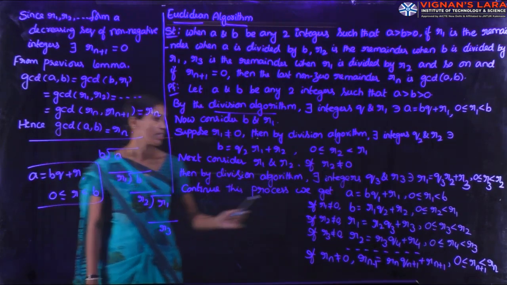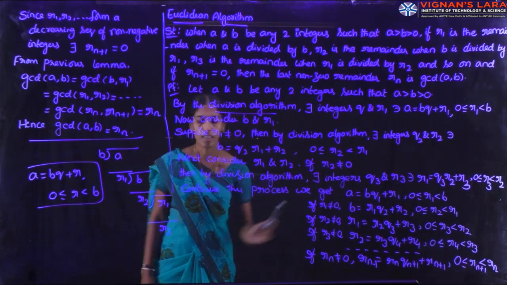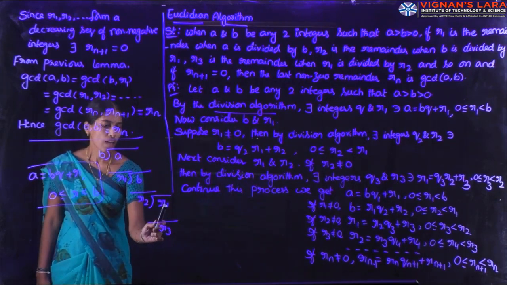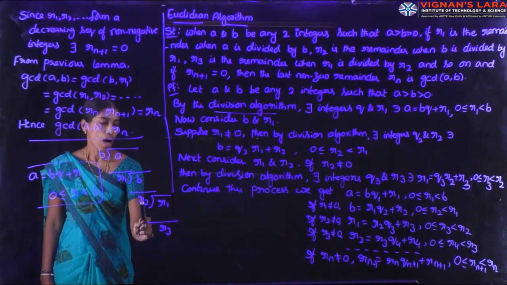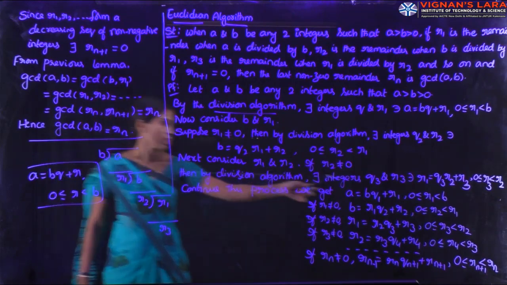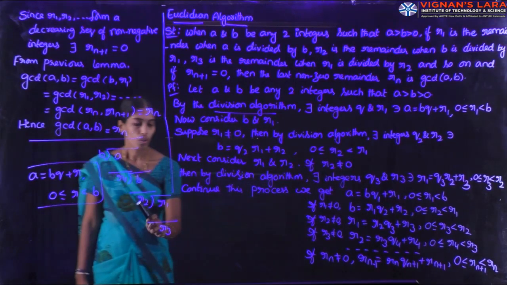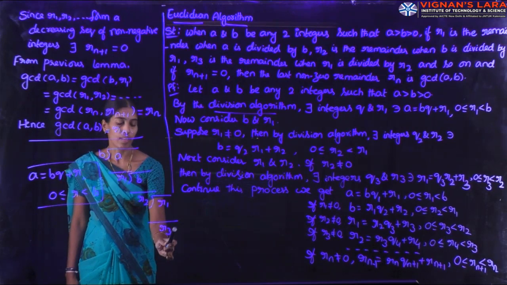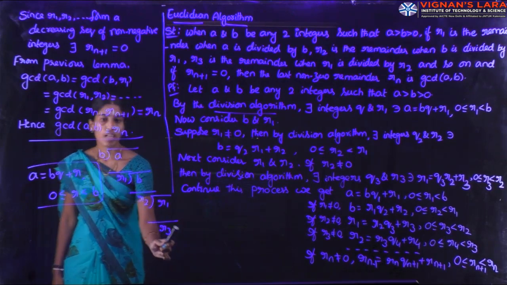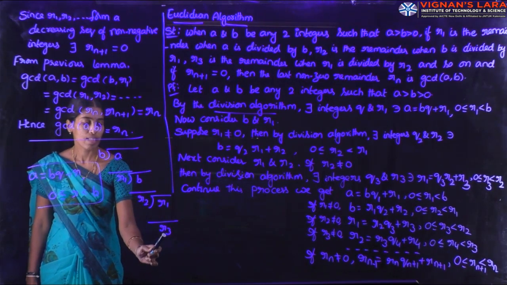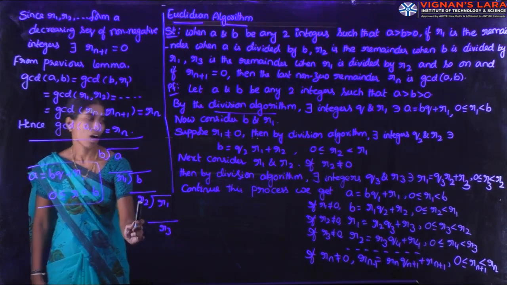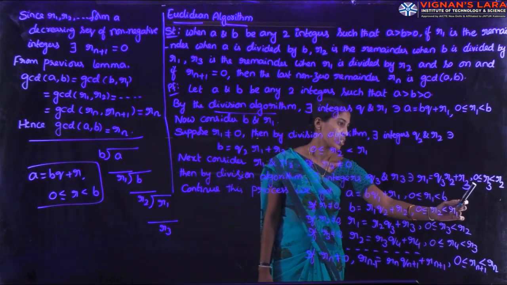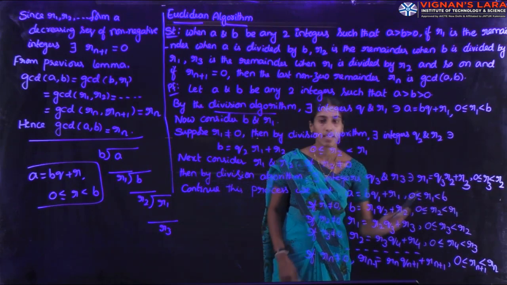So there exist integers Q3 and R3 such that R1 can be expressed as R2 into Q3 plus R3. What about this R3? This R3 value always lies between 0 and R2. So 0 less than or equal to R3 less than R2.